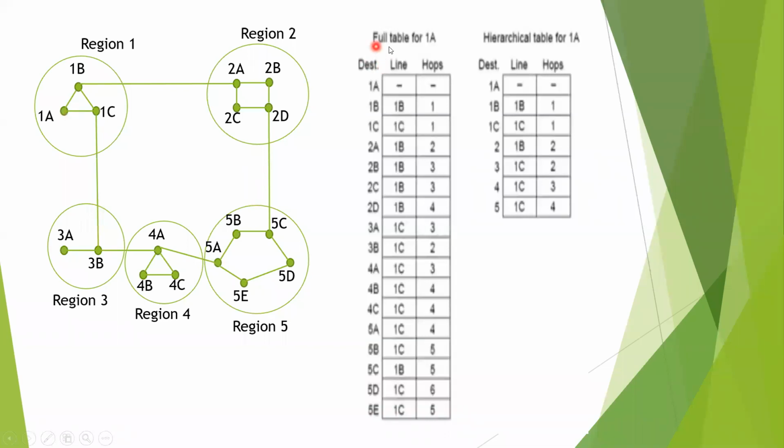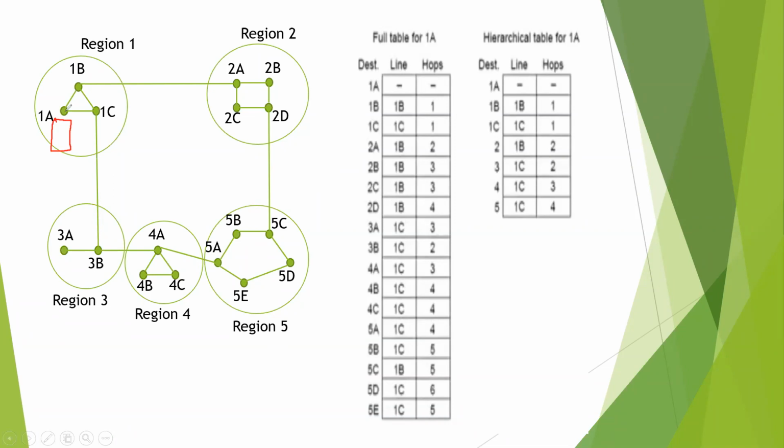Let us consider this table. Full table of 1A. Earlier routing algorithm tables used to be like this. Now we will compare with our hierarchical table. So full table of 1A means this table with the 1A router. There will be a table like this with 1A. So what all information does it contain? If it is other algorithms, it contains all the information regarding all the rest of the routers. That is what is called the full table.